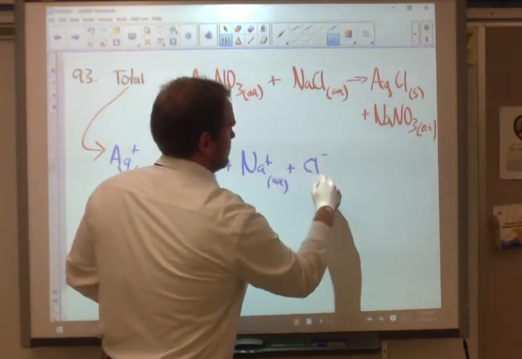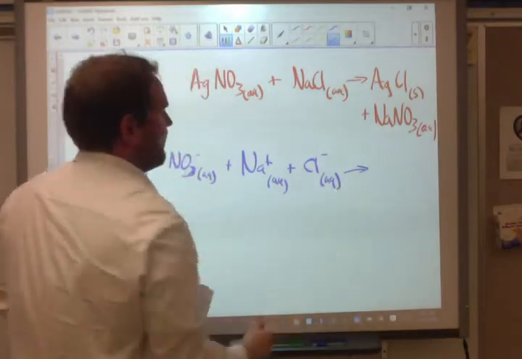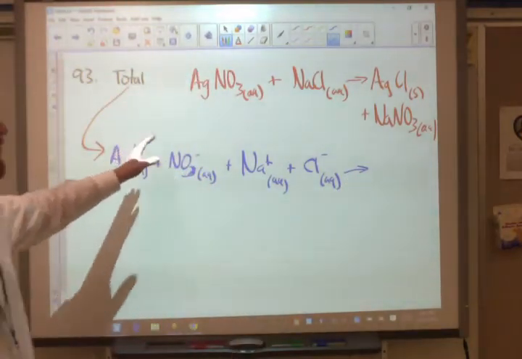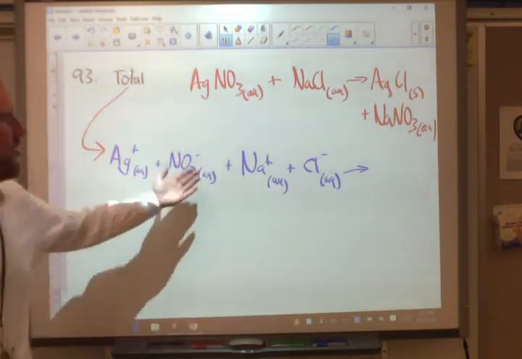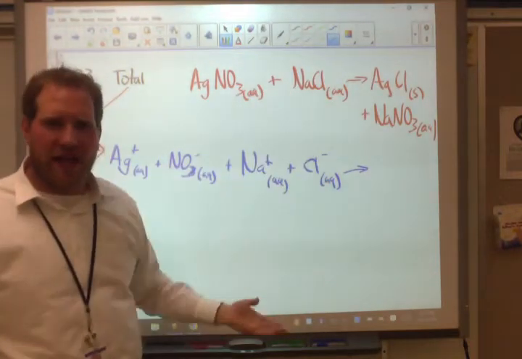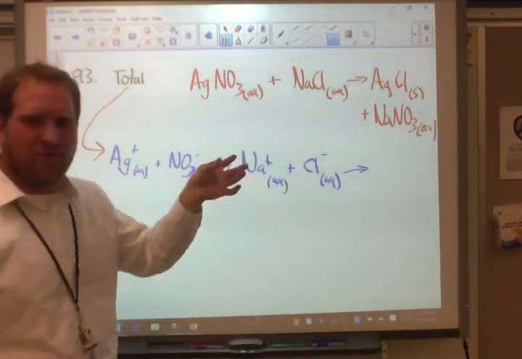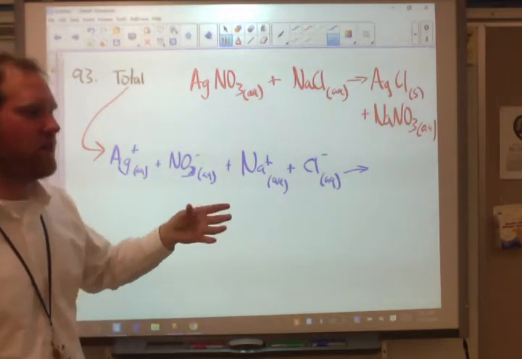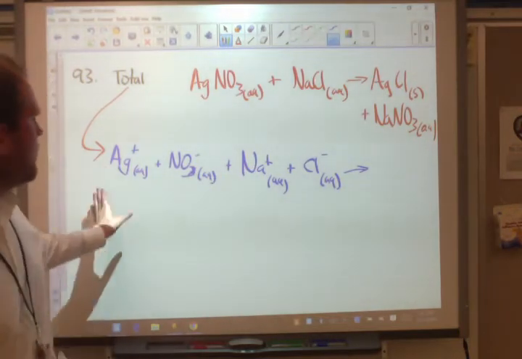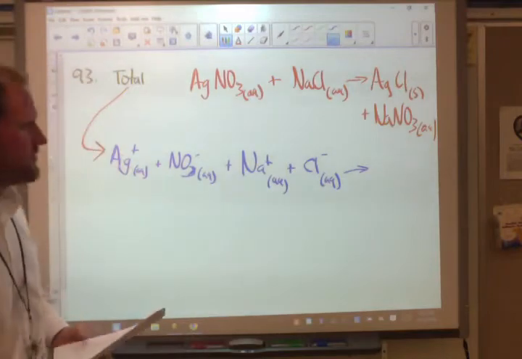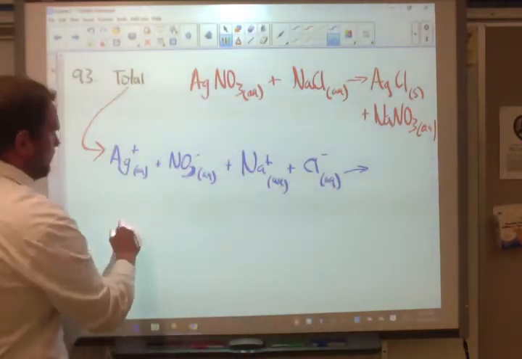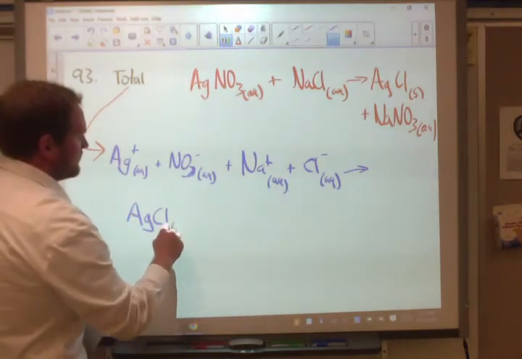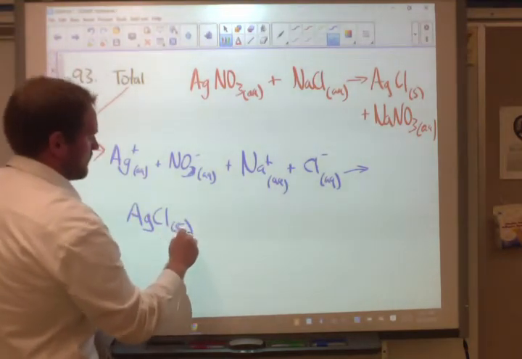plus Cl- aqueous. And really, this is a better way of representing it, because when I have AgNO3 aqueous, I don't really have silver nitrate. When I have NaCl aqueous, I don't really have sodium chloride. I have a mix. I have water that contains a mixture of ions floating around. So I really just mix 4 ions together. Now AgCl solid. Solids are going to stay together. AgCl solid. Okay?